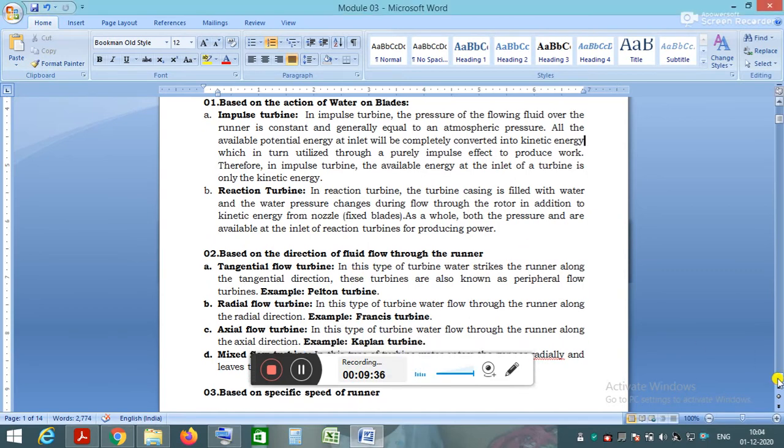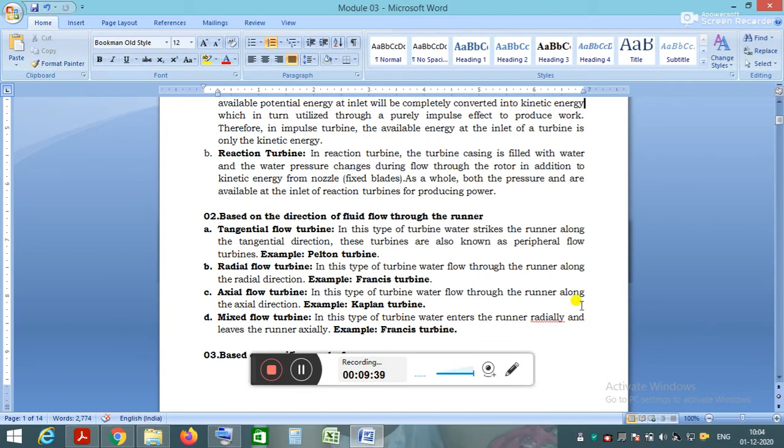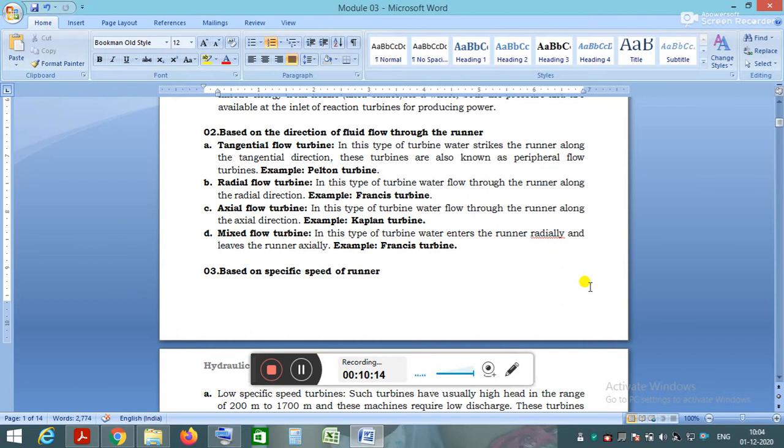An axial flow turbine is one in which the water flows through the runner along the axial direction, parallel to the axis of rotation of the shaft. If the water enters parallel to the axis of rotation of the shaft, those types of turbines are called axial flow turbines. The example is Kaplan turbine. A mixed flow turbine is one in which the water enters radially and leaves axially. These are the classifications based on the direction of flow of fluid through the runner.